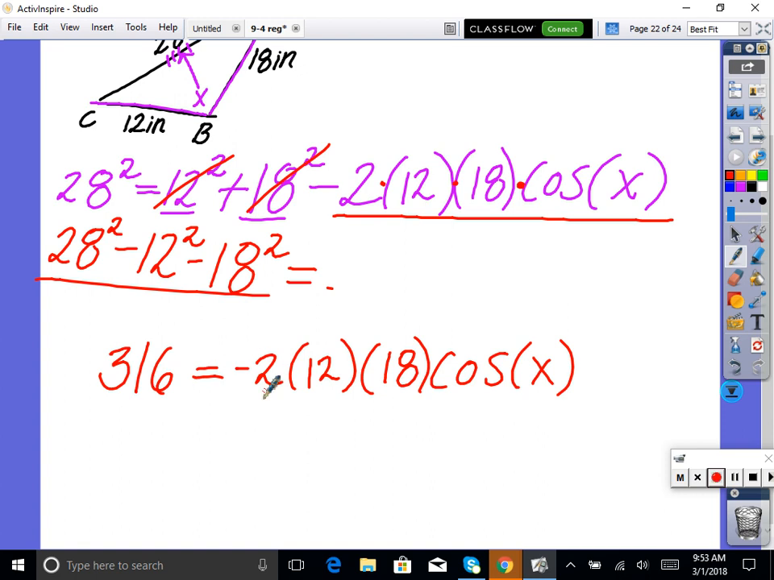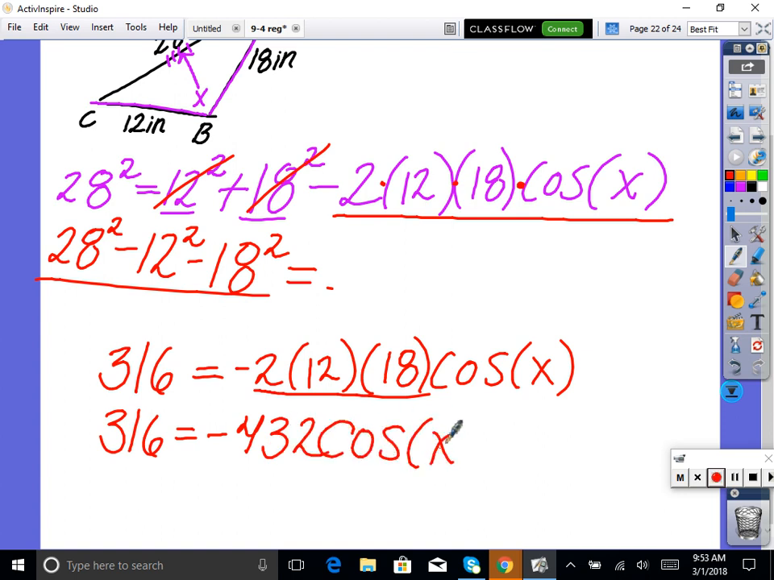Now everybody looking, you see how I can't add 2 over? This is all multiplication, right? Can't I calculate what that is though? Okay, do that. So we have 316 is equal to what cosine of x? Negative 432. Yep. Okay. So we have, careful.